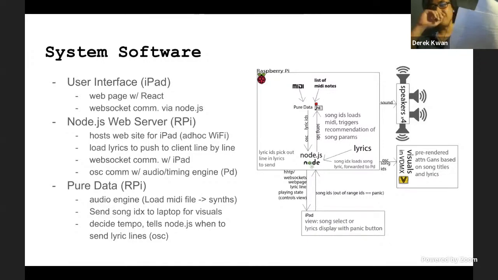Basically, the server's job was to load lyrics requested by the client line by line, and also communicate with the audio engine, which was Pure Data, an open source visual programming software specifically for audio. If you're familiar with Max, this is the same creator, who later created the open source version. Pure Data was in charge of loading the MIDI files and soundifying them using synthesizers. It's responsible for all timing information, deciding the tempo, and telling Node.js when to send lyric lines. So if we can go to the next slide.